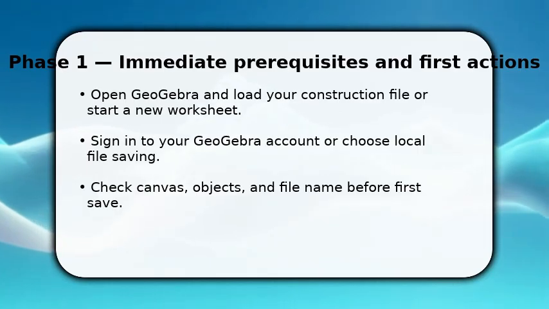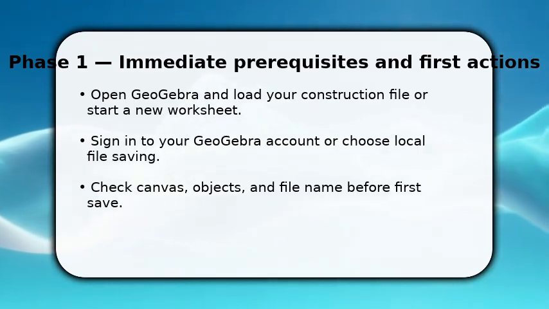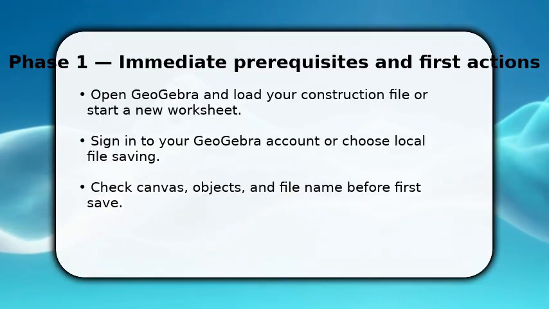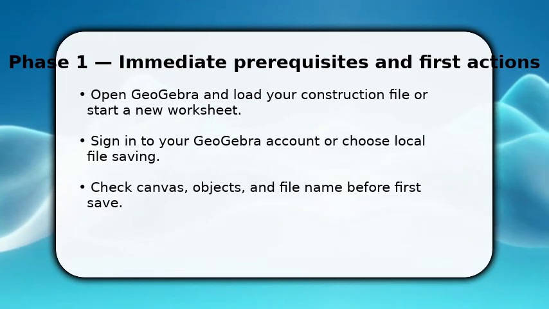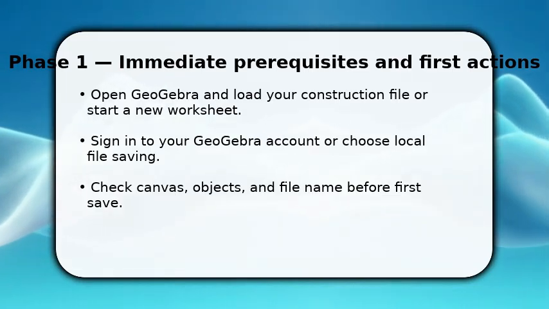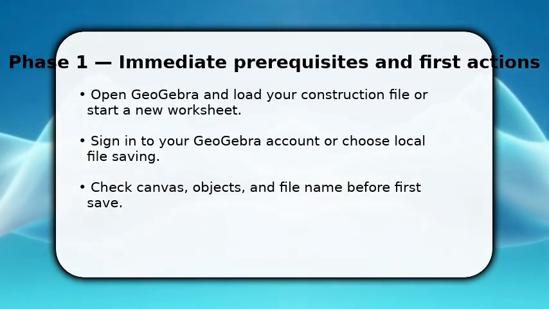Then use File Save or Ctrl+S to trigger the first write. This step captures definitions, coordinates, and slider states. It prevents accidental loss and sets the file path for future exports and revisions.